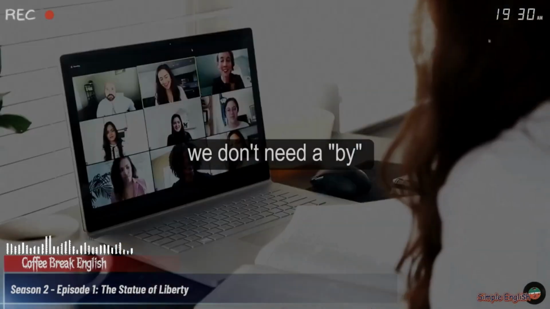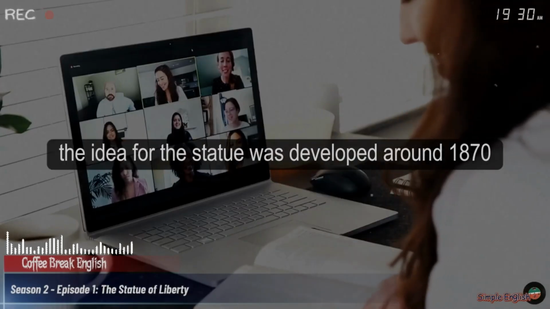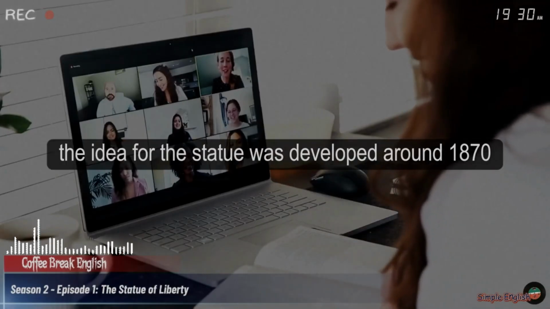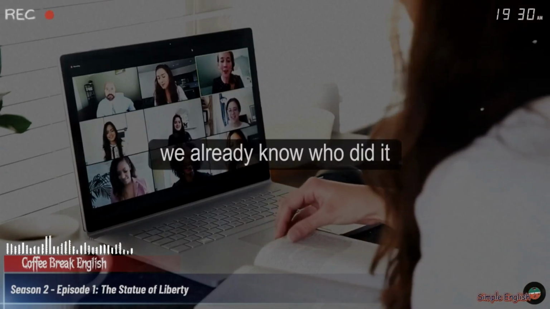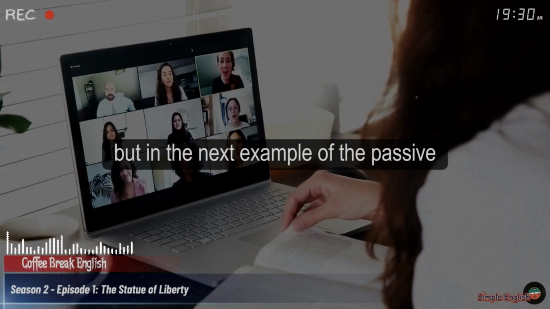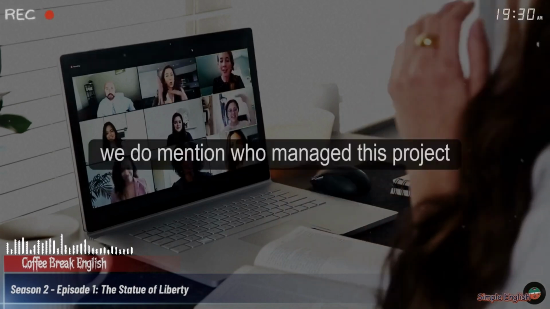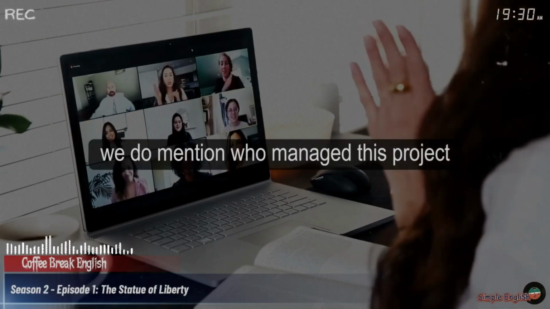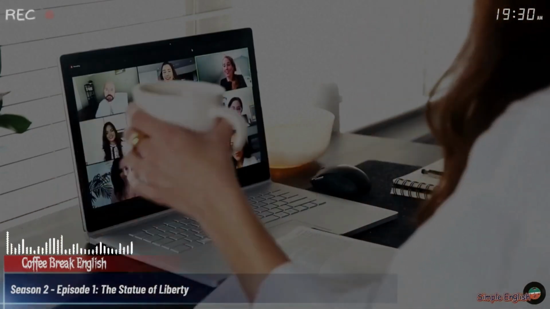In this case, then, there's no by. We don't need a by. The statue, the idea for the statue was developed around 1870. Exactly. Yes, we already know who did it. But in the next example of the passive, the project was managed by, we do mention who managed this project. It was Édouard René de Laboulaye.